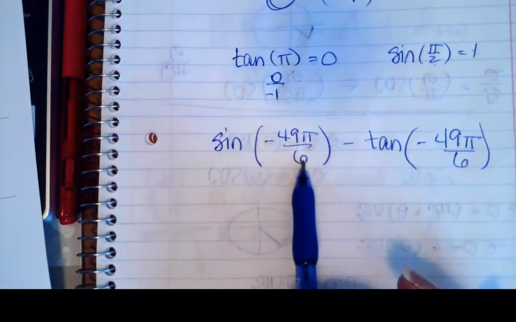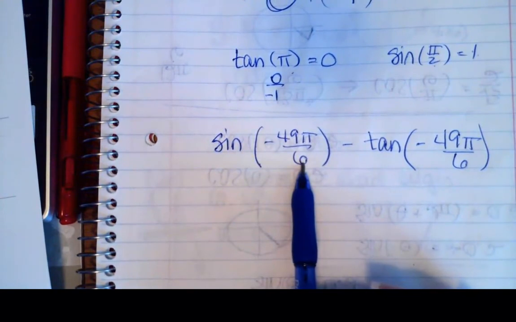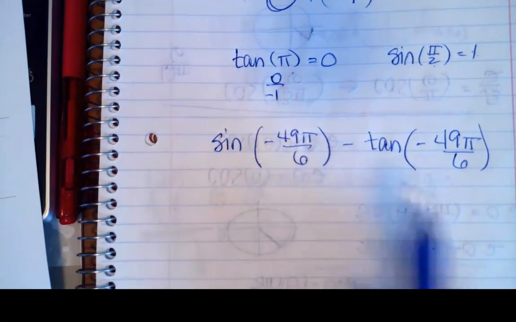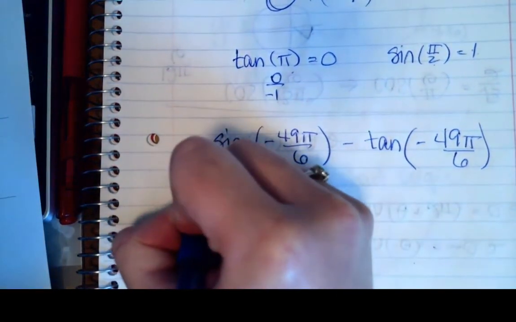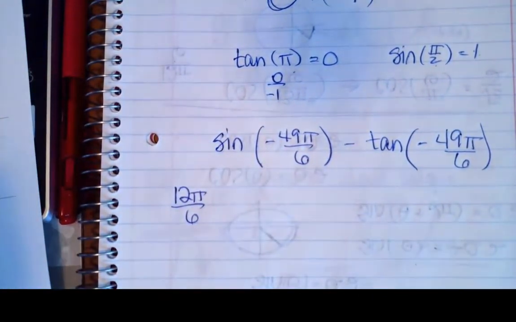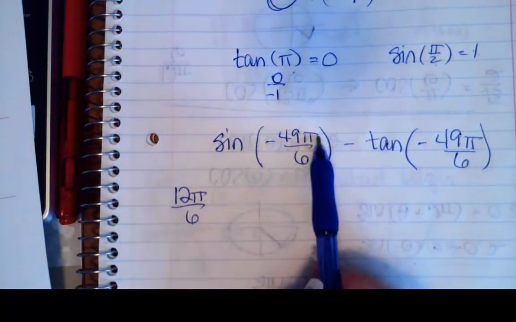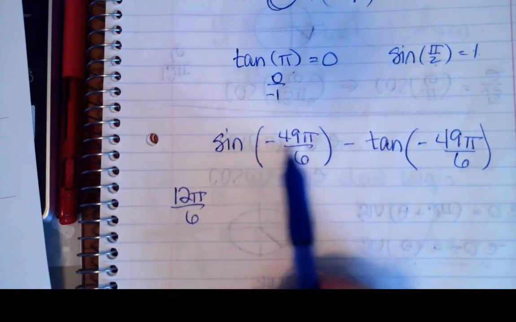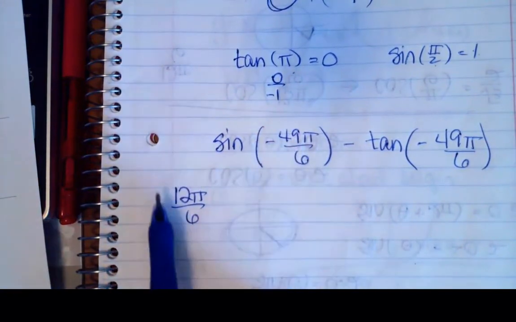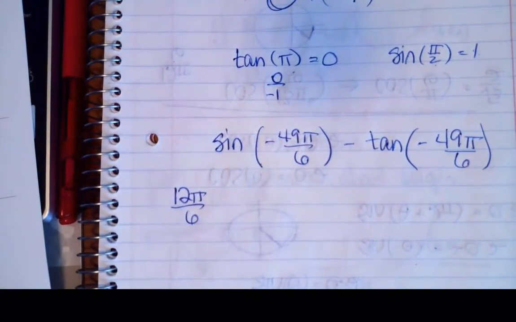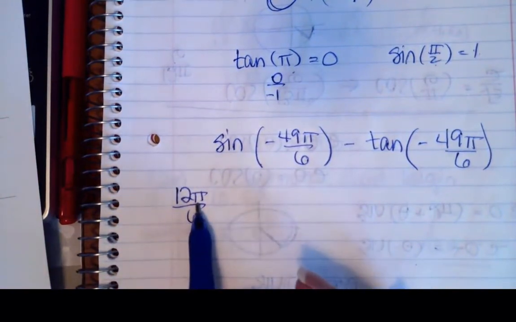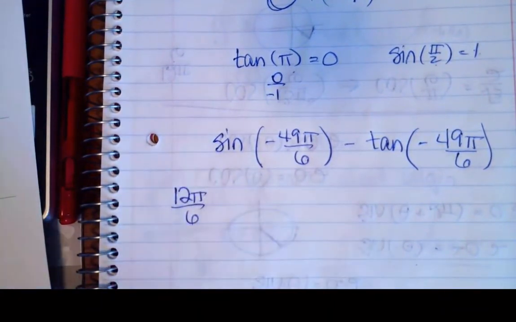So what I want to do is find a multiple of 6. I want to know what one complete lap is. So one complete lap means I double my denominator. So a complete lap is 12pi/6. And then what I can do is start adding 12 to -49 because I've already got the pi's, I've already got the 6's. I can add 12 to -49 until I get a number between 0 and 12. Because 0 would be standard position and then 12 would be a full lap.